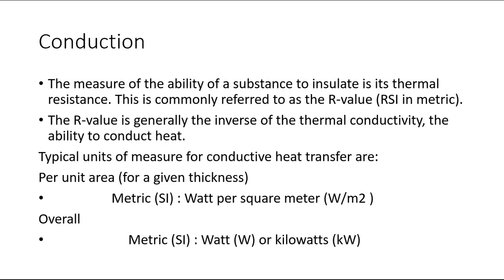Next we talk about the measure of the ability of a substance to insulate. Its thermal resistance is commonly referred to as the R value. The R value is generally the inverse of thermal conductivity, the ability to conduct heat. The typical unit of measure of conductive heat transfer per unit area is watt per square meter, and overall it is measured in watts.